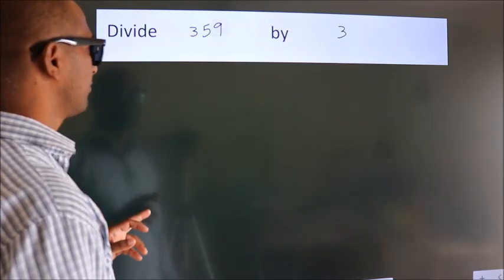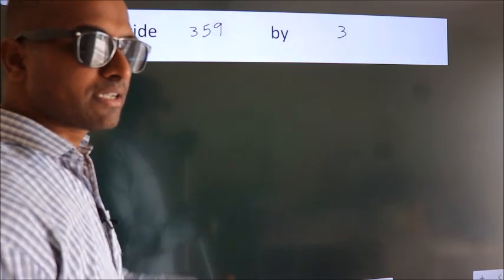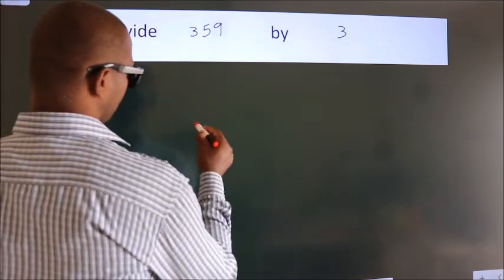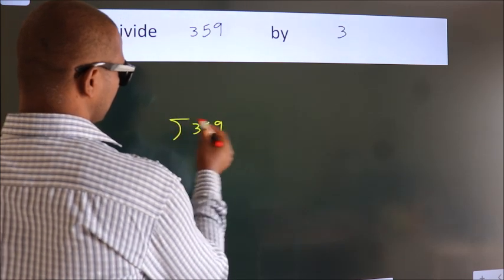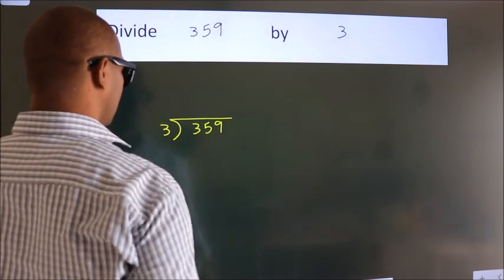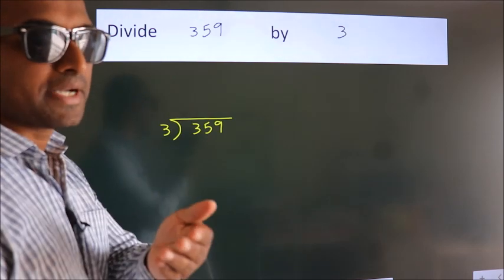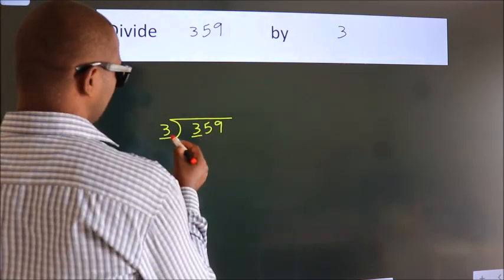Divide 359 by 3. To do this division, we should frame it in this way. 359 here, 3 here. This is your step 1. Next, here we have 3, here 3.